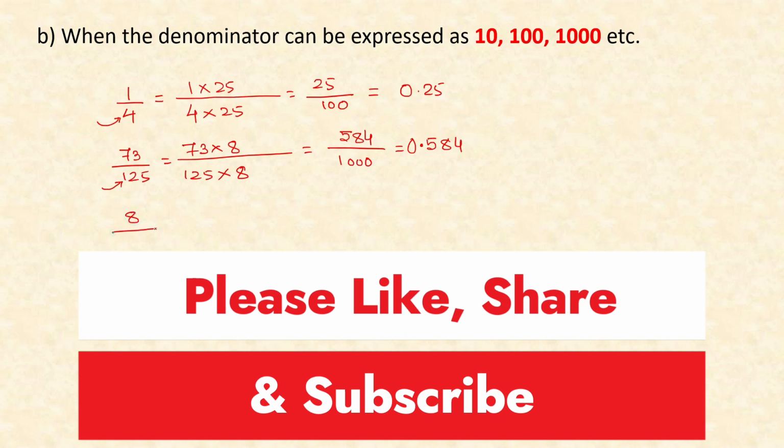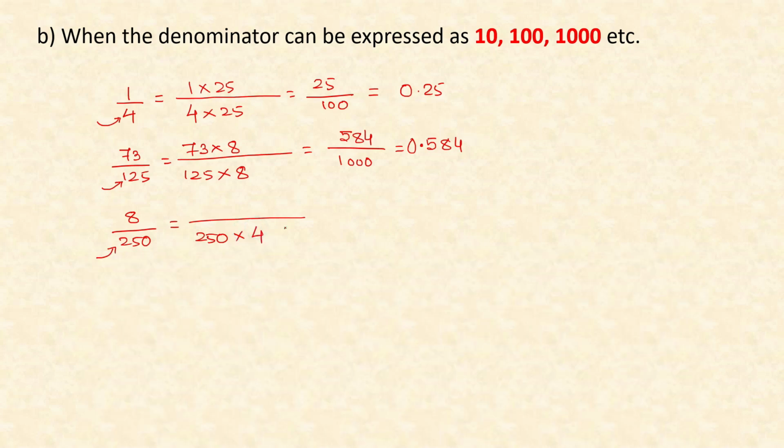Similarly, let us take an example of 8 divided by 250. Now, the denominator is 250. So, we need to think, can we convert this 250 to either 10 or 100 or 1000? Can this 250 convert to 10? No, it is not possible because 250 is greater than 10. Can we convert 250 to 100? No, because 250 is greater than 100. Now, the next possibility is 1000. Can we convert 250 to 1000? Then we know that if you multiply 250 by 4, it will become 1000.